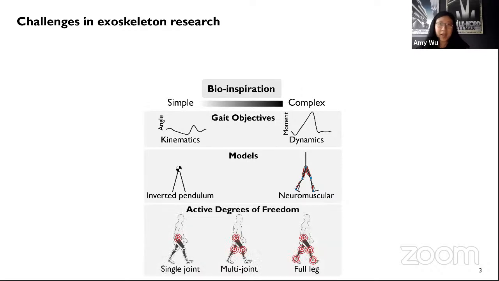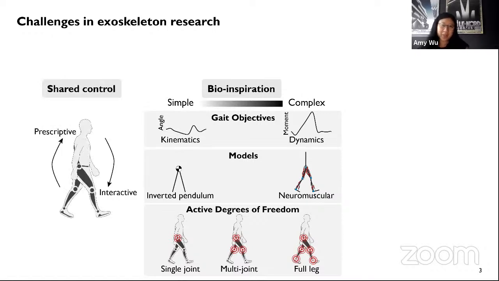And also, what active degrees of freedom are needed from a single joint like the hip, or do we need a full leg to actually help someone walk and recover? I think another challenging area, again, nicely touched upon by Katie also, is this idea of shared control. So this interaction between the machine and the device.